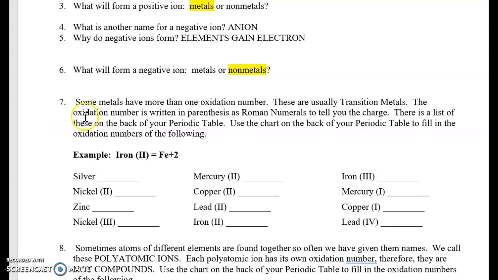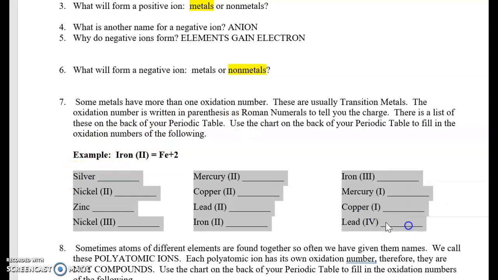So some metals have more than one oxidation number. These are usually your transition metals. The oxidation number is written in parentheses as Roman numerals to tell you the charge. There's a list of these on the back of your periodic table. So make sure, and again, if you don't have yours, just grab one up from lab table number 1, the laminated copies. But the back of that shows the oxidation numbers of all of these elements.